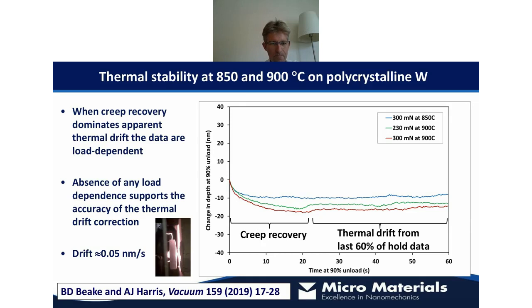So this is an example from some work that my colleague Adrian did in collaboration with the University of Oxford. This is a vacuum system, so they were looking at polycrystalline tungsten samples at up to about 950 degrees. And you can see there's the heated indenter, and you can see how it's glowing hot at these very high temperatures. And what we're looking at here is just the hold period data.